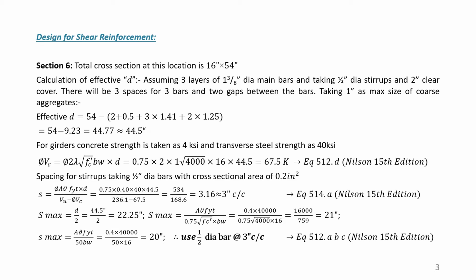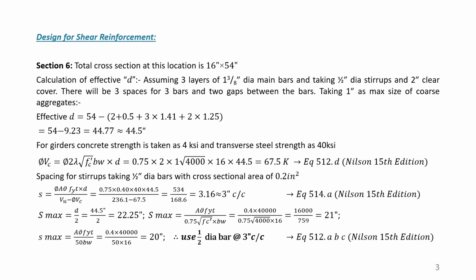1 3/8 inch dia bar, and in the book for this 1 3/8 inch dia bar, the actual dimension given is 1.41, not 1.375. You can look at Nielsen's book in the appendix, and 1.41 is taken from that table where the bar diameter, areas and so on are given.